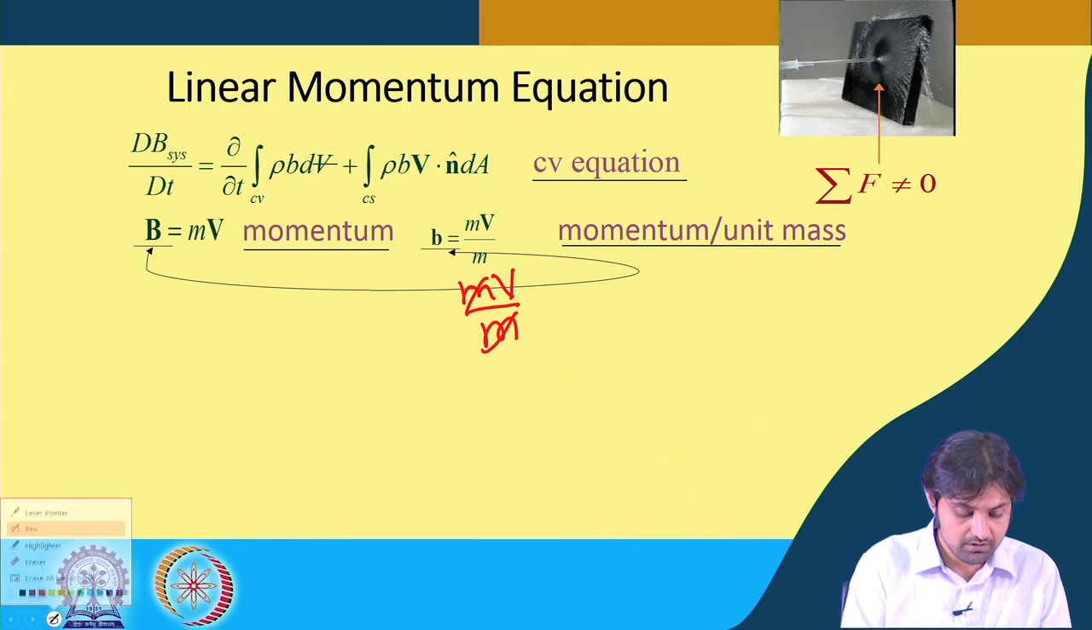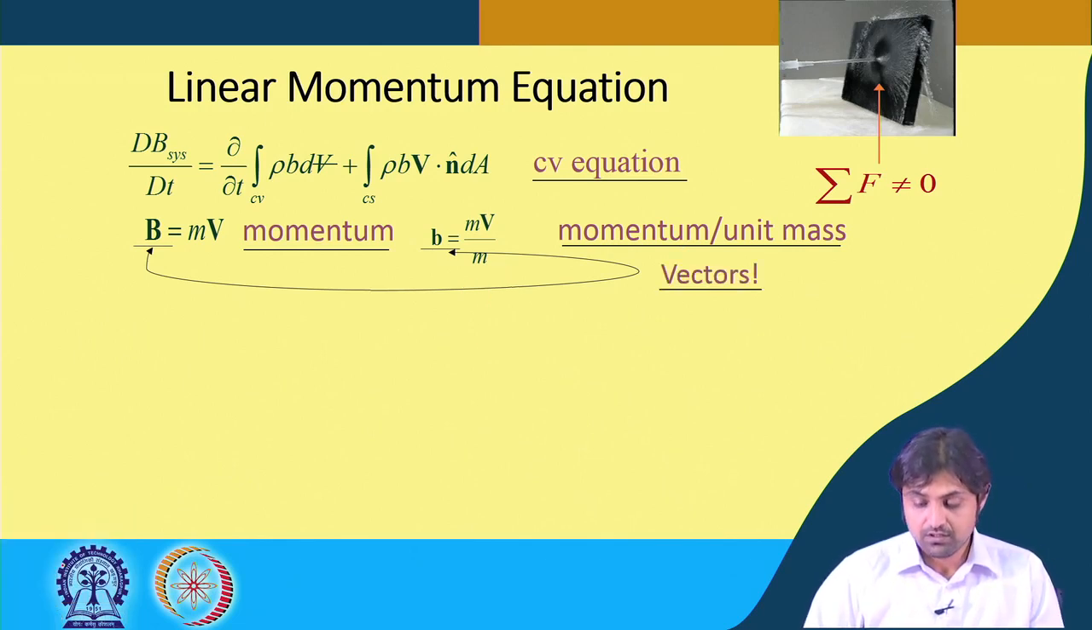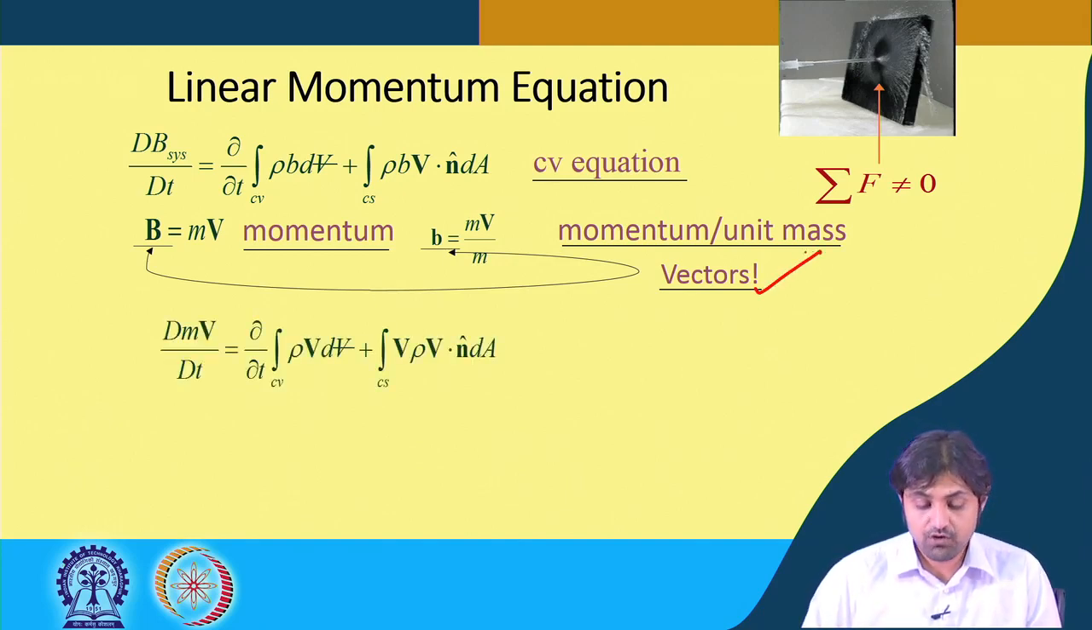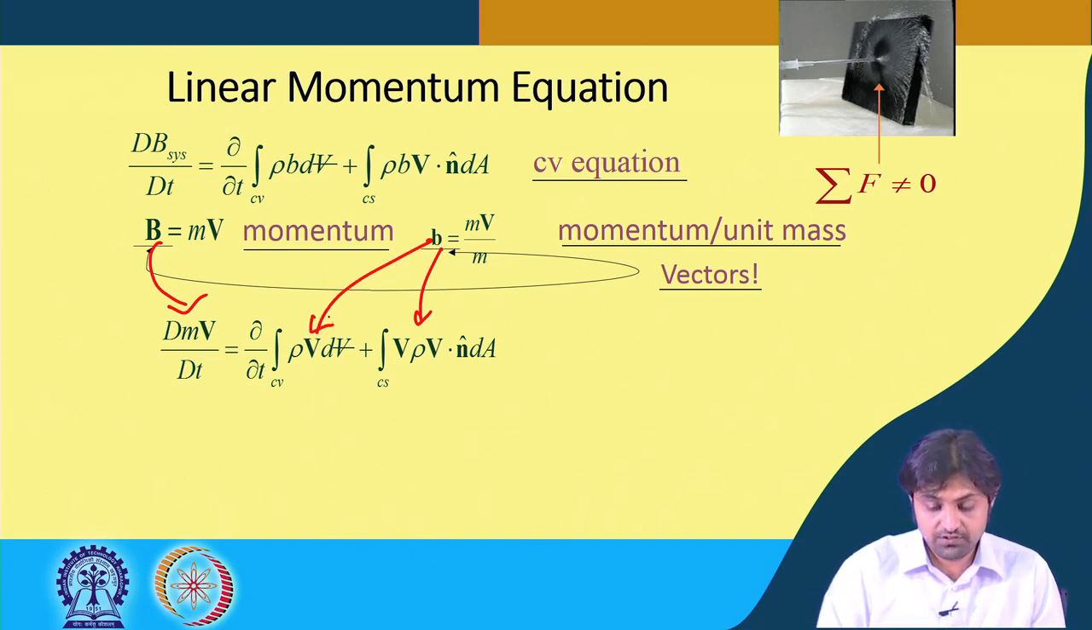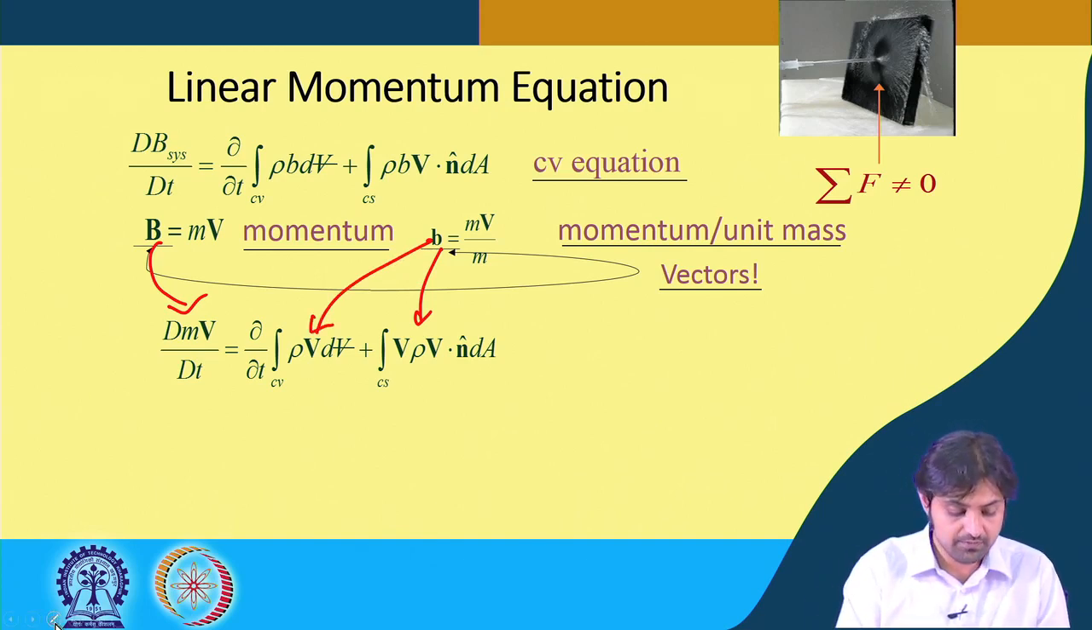Be careful that these are actually vectors. Now, coming back to substituting capital B and small b into the equation, this is the equation that we obtain.